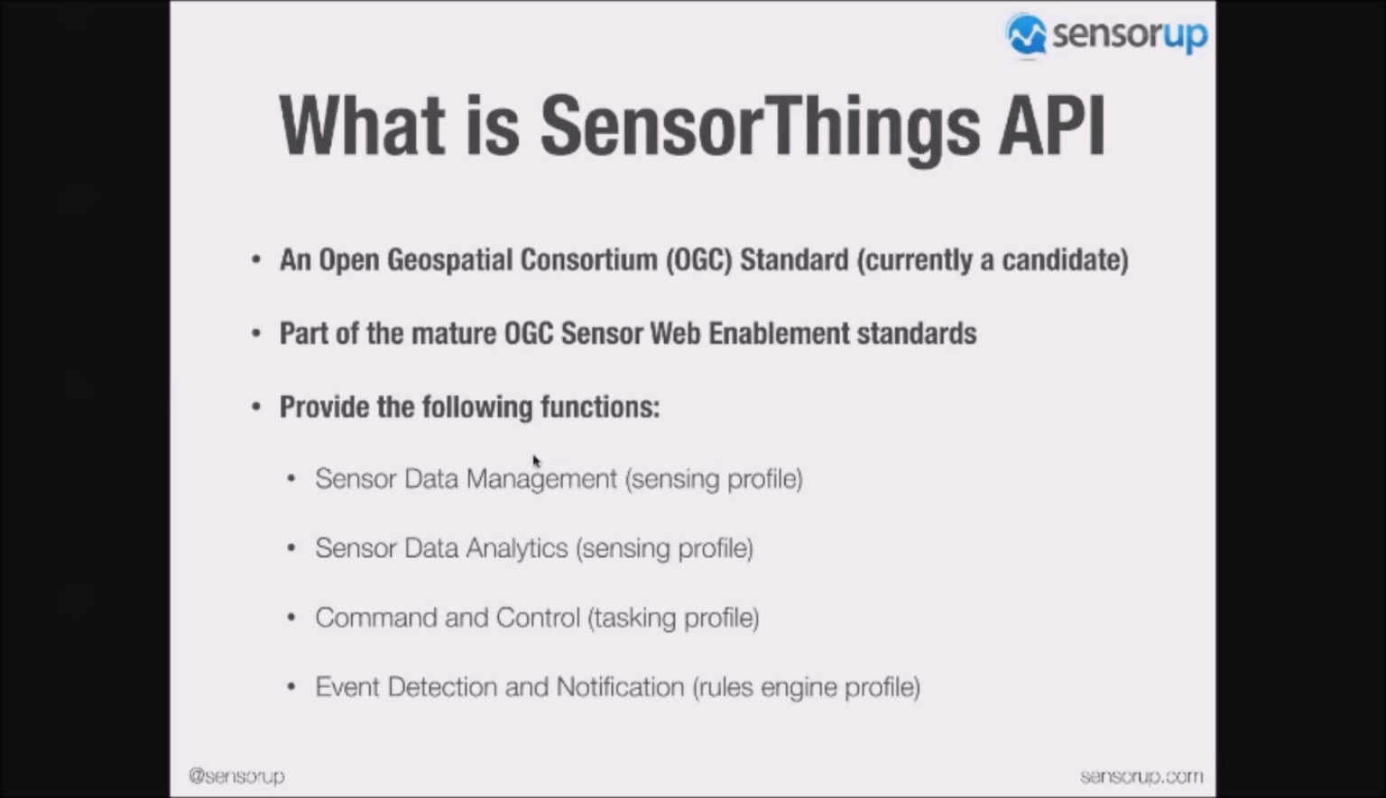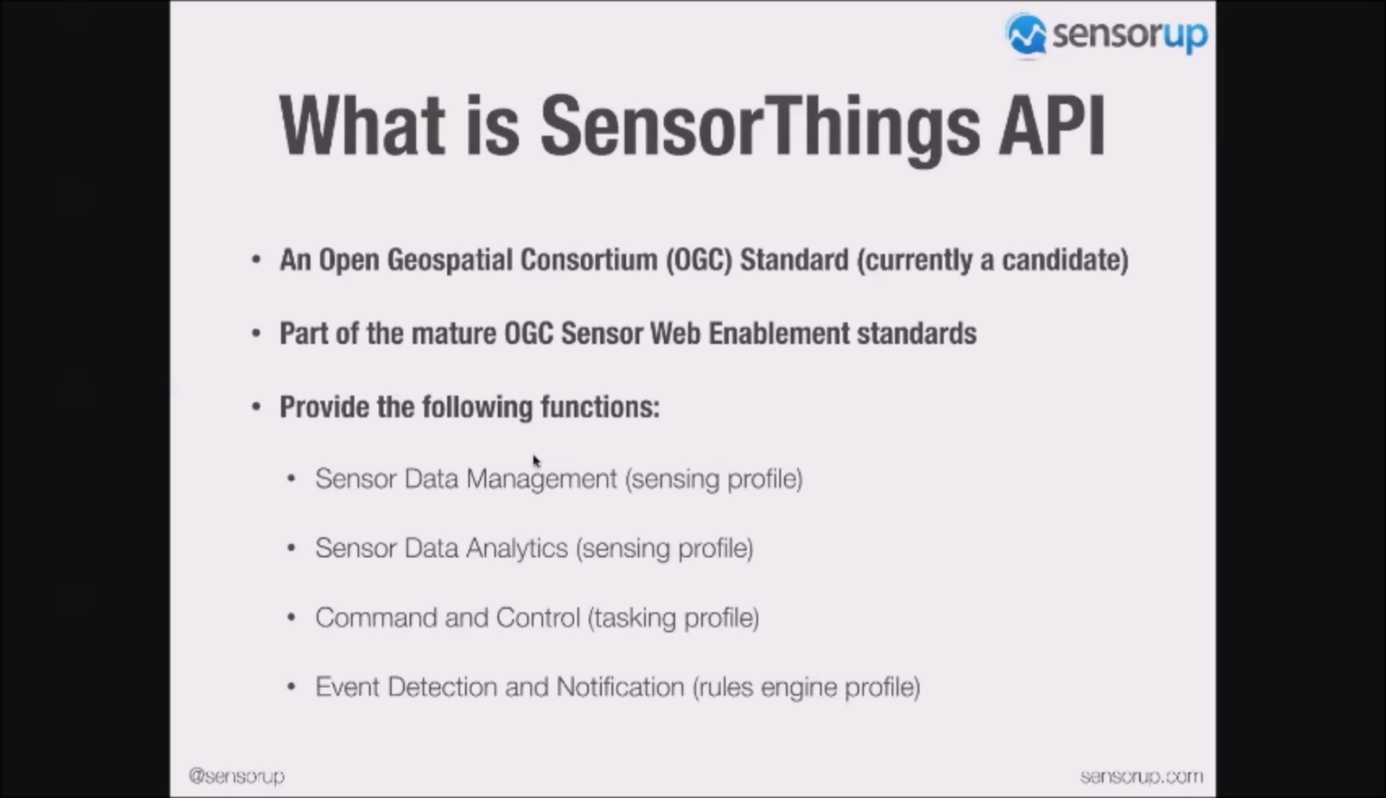First one, it provides you sensor data management, allowing you to manage your sensor data in the cloud. Second, allows you to do some analysis, so sensor data analytics. So actually, SensorThings API provides very powerful analytics capabilities in one coherent API. And then SensorThings API allows you to command and control your actuators. So that's the tasking profile. And it's the next version of SensorThings API that will have that.